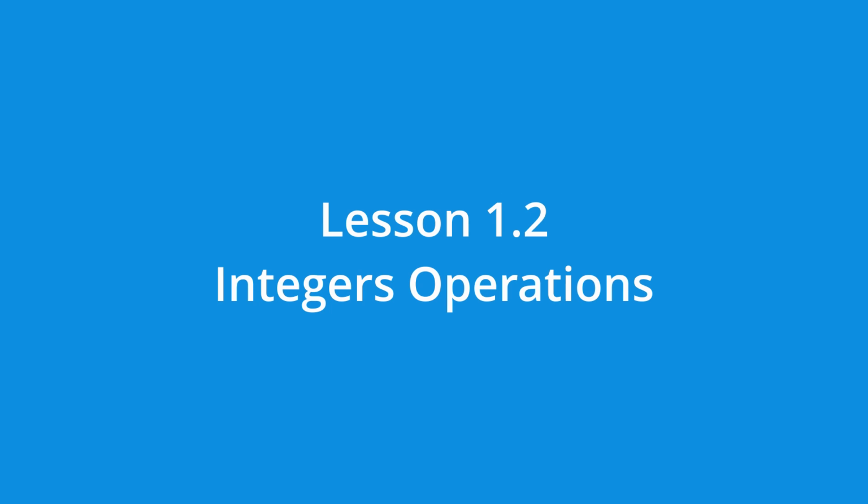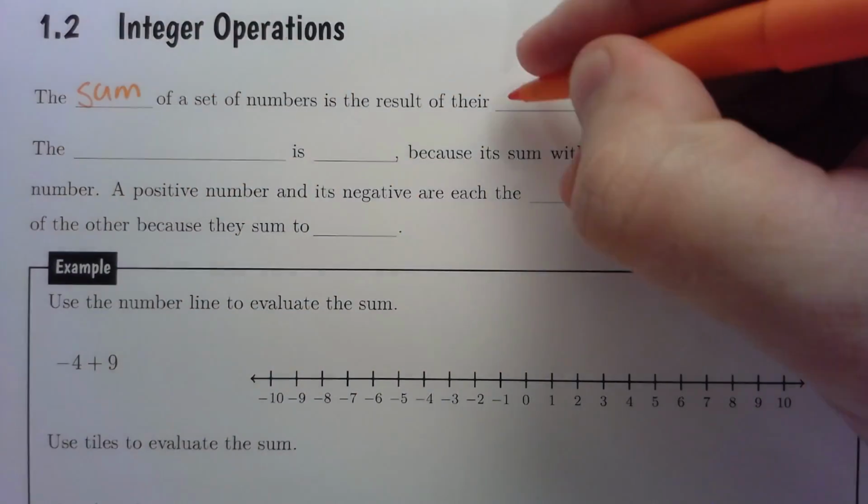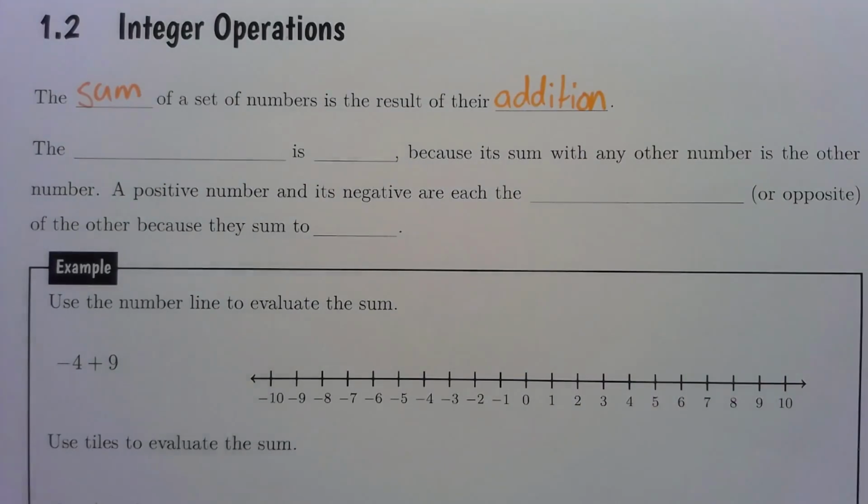In the last lesson, we looked at an important number set, the integers. But let's make them a little more useful by learning how to do some things with them, namely the operations: adding, subtracting, multiplying, and dividing. So firstly, the sum of any set of numbers is the result of their addition.